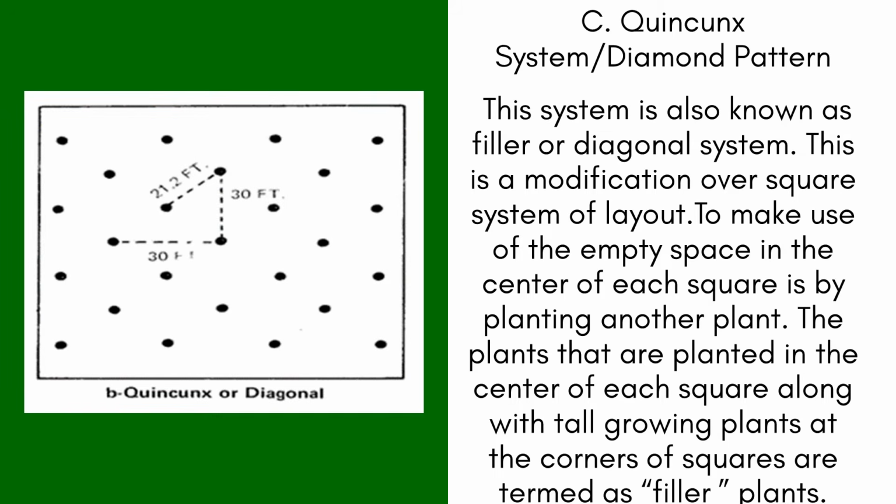The quincunx system or the diamond pattern. This system is also known as filler or diagonal system. This is a modification over a square system of layout. To make use of the empty space in the center of each square is by planting another plant. The plants that are planted in the center of each square along with tall growing plants at the corners of squares are termed as filler plants.